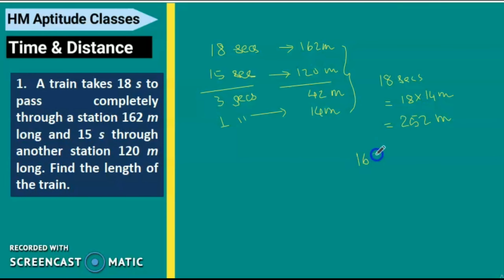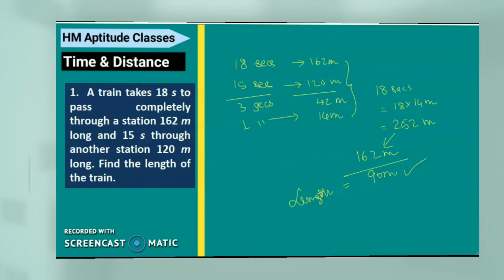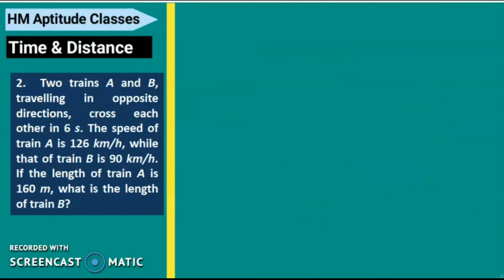Since the station was 162 meter long, the train's length can be calculated by subtracting 162 from 252, which is equal to 90. So the length of the train will be 90 meter. That is, length of the train plus length of the first station equal to 252 meter.